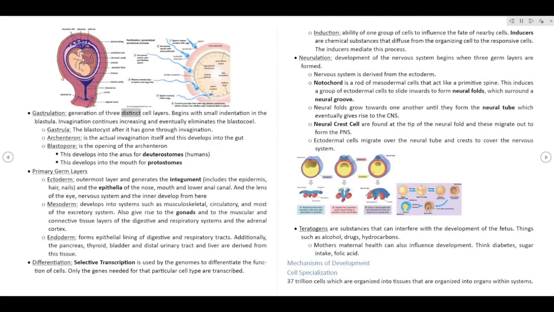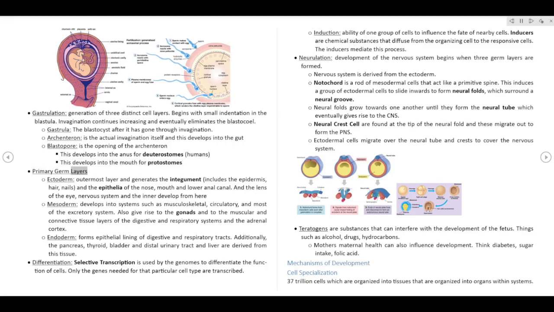Gastrulation is the generation of three distinct cell layers. It begins with a small indentation in the blastula. Invagination continues to increase and eventually eliminates the blastocele. The gastrula is the blastocyst after it has gone through invagination. The archenteron is the actual invagination itself, and this develops into the gut. The blastopore is the opening of the archenteron. This develops into the anus for deuterostomes, like humans. This develops into the mouth for protostomes.